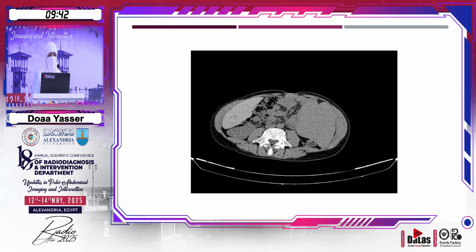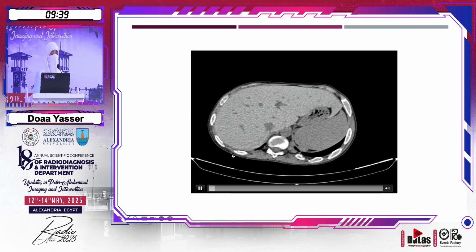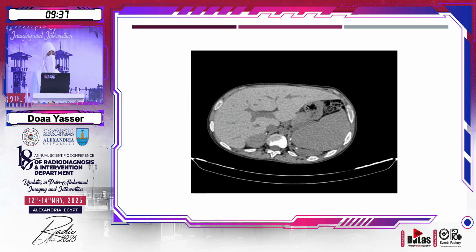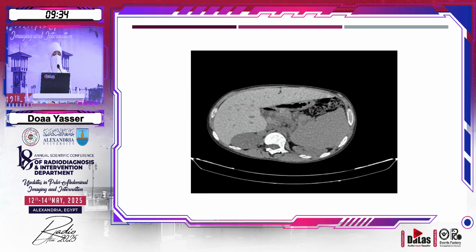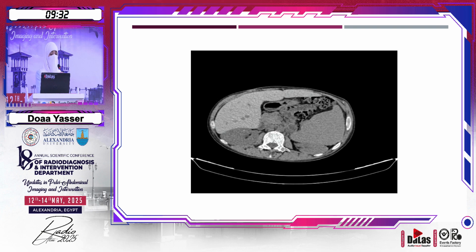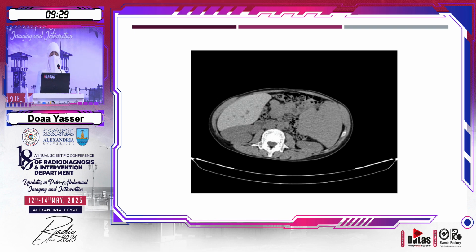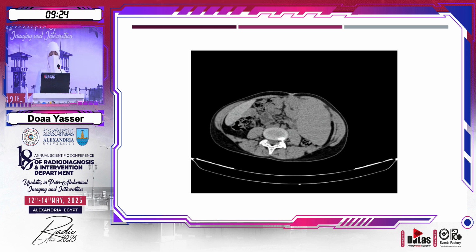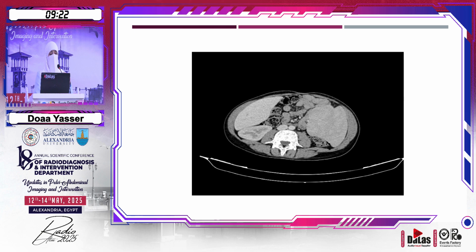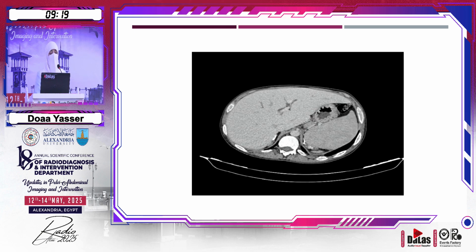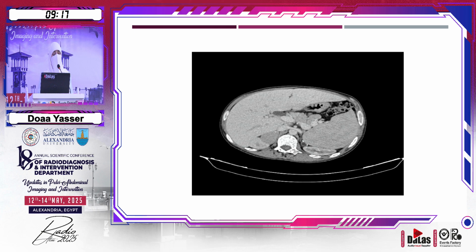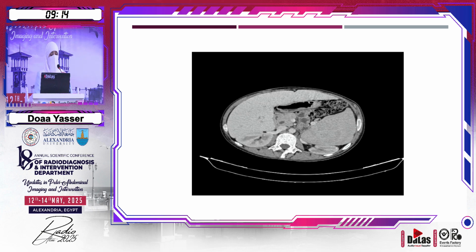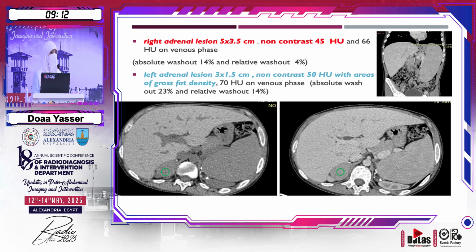Here are the non-contrast axial cuts of the CT, and here we can see the bilateral adrenal lesions with diffuse hepatosplenomegaly and the increased attenuation of the liver reflecting iron overload. Here's the contrast-enhanced venous phase, and it's obvious that the adrenal lesions are enhancing. As we see, we have bilateral adrenal lesions with peripheral foci of calcification.